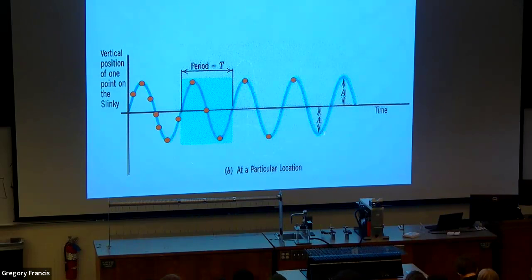Now, again, the furthest it gets away from equilibrium, either up or down, is the amplitude, just like before with simple harmonic motion. And the distance in this axis, well, this is the time axis. So calling it a distance is really misleading. This is the period, the time it takes to go from crest to crest, or from trough to trough, or in this case, from equilibrium going up to equilibrium going up.